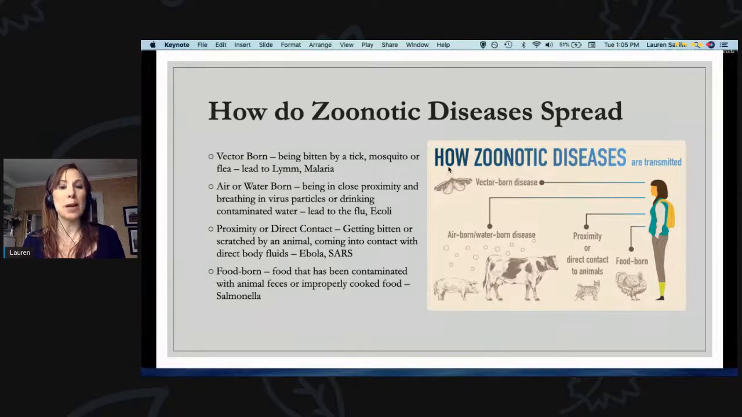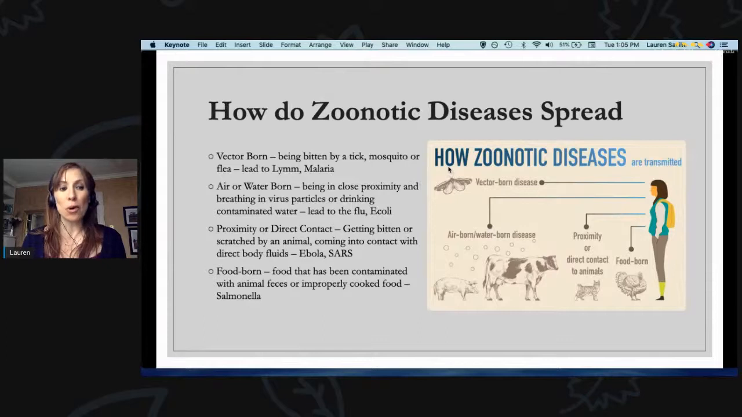This is actually getting bitten or scratched by an animal or coming into contact with bodily fluids. That's how things like rabies can spread if you get bitten by a rabid animal, or something like Ebola, which can spread through direct bodily fluids.